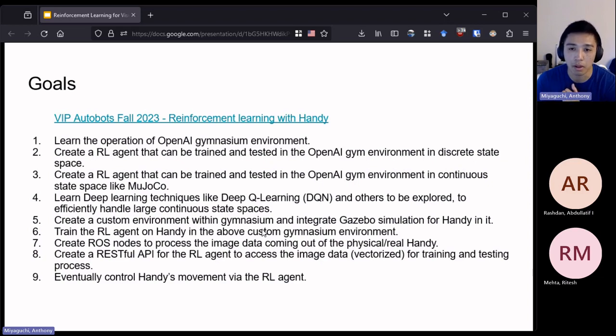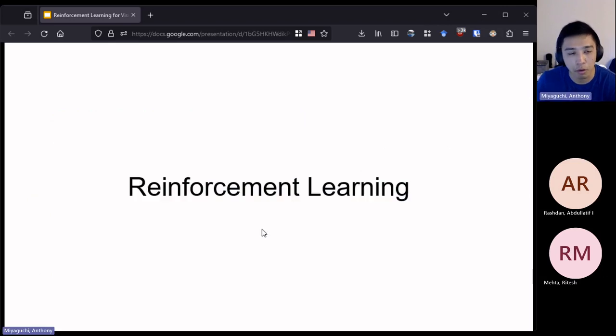From that simulation, we want to build a custom environment that aligns with the Gymnasium interface. And finally, we want to train an agent in that interface. So at a high level, that's kind of our goal. It's to explore reinforcement learning, to build a custom environment with the robot that's in the lab, and to train a model that is able to interact with that simulated environment. So to talk about reinforcement learning, I'll hand things over to Ritesh.